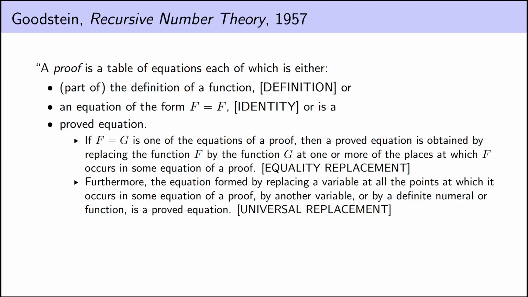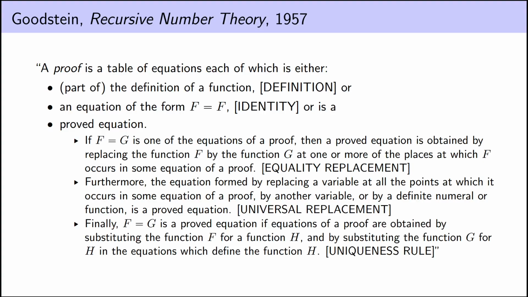Furthermore, since we're going to be proving equations that are true for all x, like x squared equals x times x, we can replace all of the x's in these sorts of equations by whatever we want, provided we replace the variable at all the points at which it occurs, and we replace it by a thing of the appropriate type. I'll call this universal replacement. Sometimes this is called universal instantiation. Finally, Goodstein gives us a bit of induction. We can conclude f equals g if f and g both satisfy the same recursive definition.